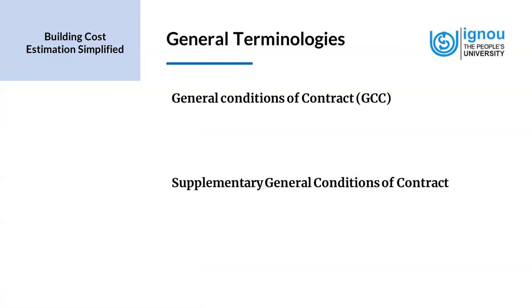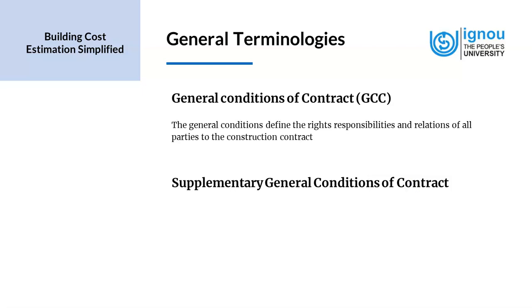Now we look at general conditions of contract, the GCC, and the supplementary general conditions of contract. These are also terms which we will come across when we go through the course. The general conditions of contract define the rights, responsibilities and relations of all parties to the construction contract. So, whoever are the parties in a particular contract, what are their conditions, what are their rights, what are their responsibilities.